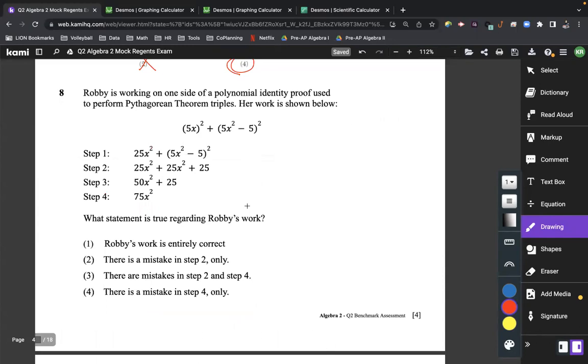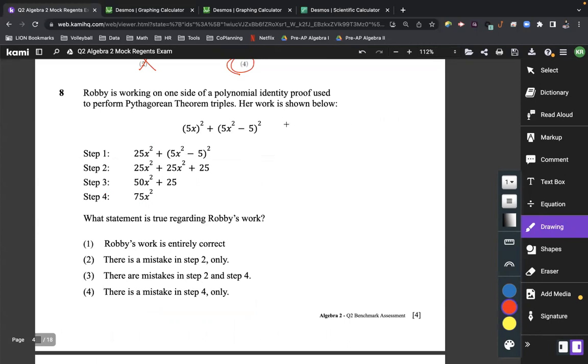Robbie's working on one side of a polynomial identity proof. So the verbiage in this question was meant to throw you off, but this is not about the Pythagorean theorem. It's about how you simplify.